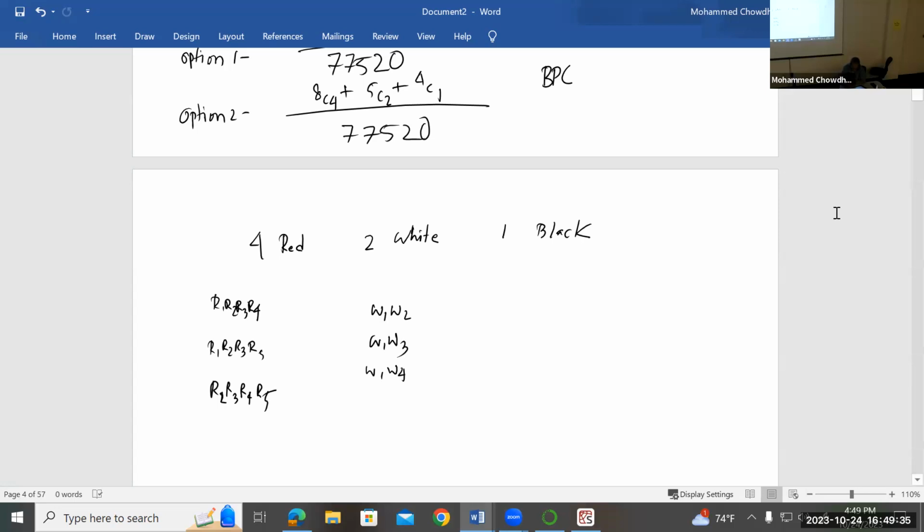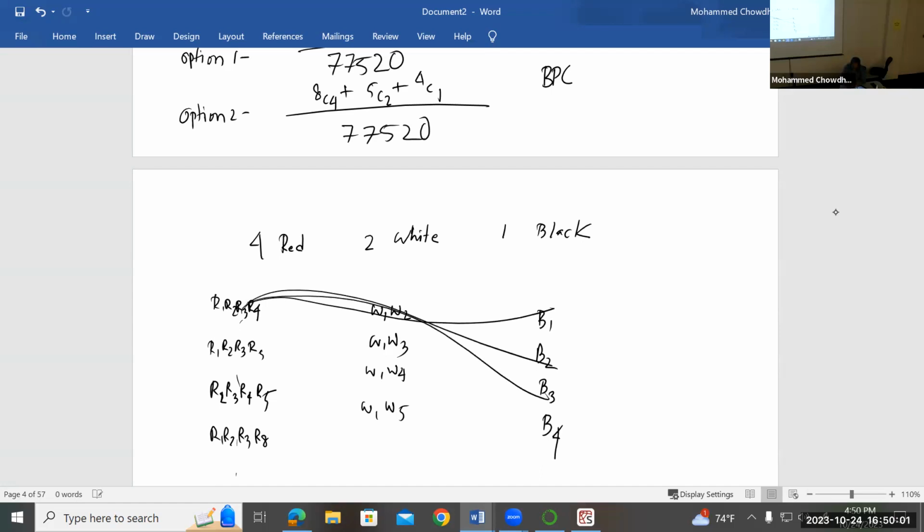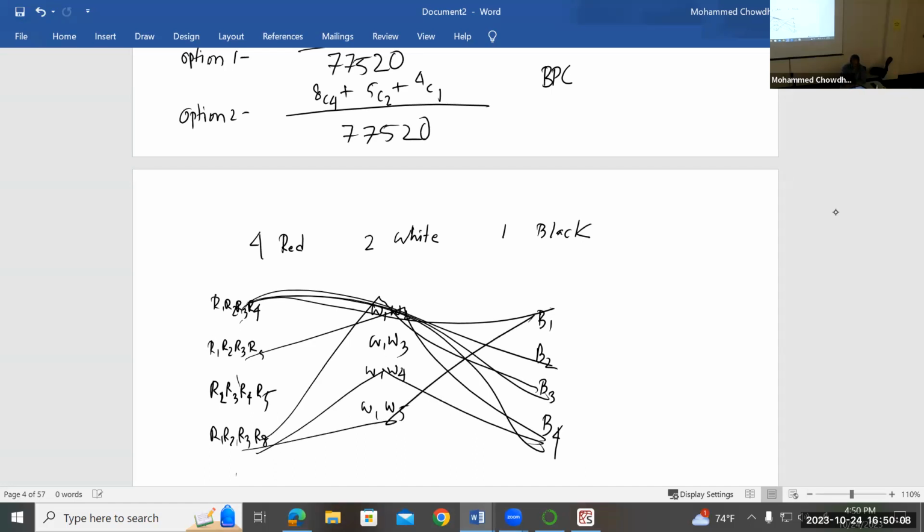There are 5 white, so white 1 through white 5. Red 1, red 2, red 3, up to red 8, something like this. All of this it can go. And here is 1 black, just 4 choose 1 black. Black 1, black 2, black 3, black 4, right? Then it can go this way, that way, like this.